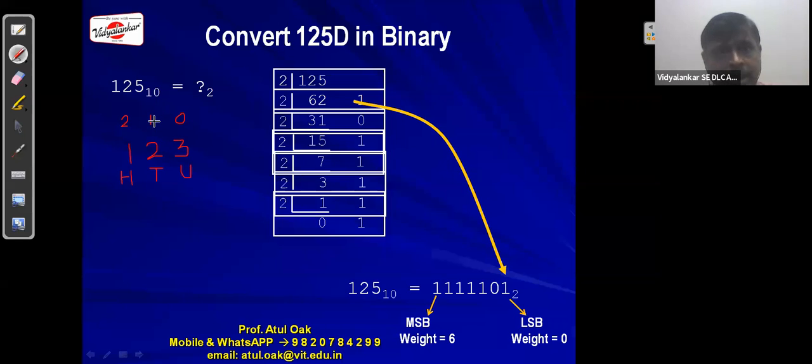This position is 1. 10 raised to power 1 is 10. That's what is called tens place. This position is 2. 10 raised to power 2 is 100. That's what is called hundreds place. And you can go ahead.